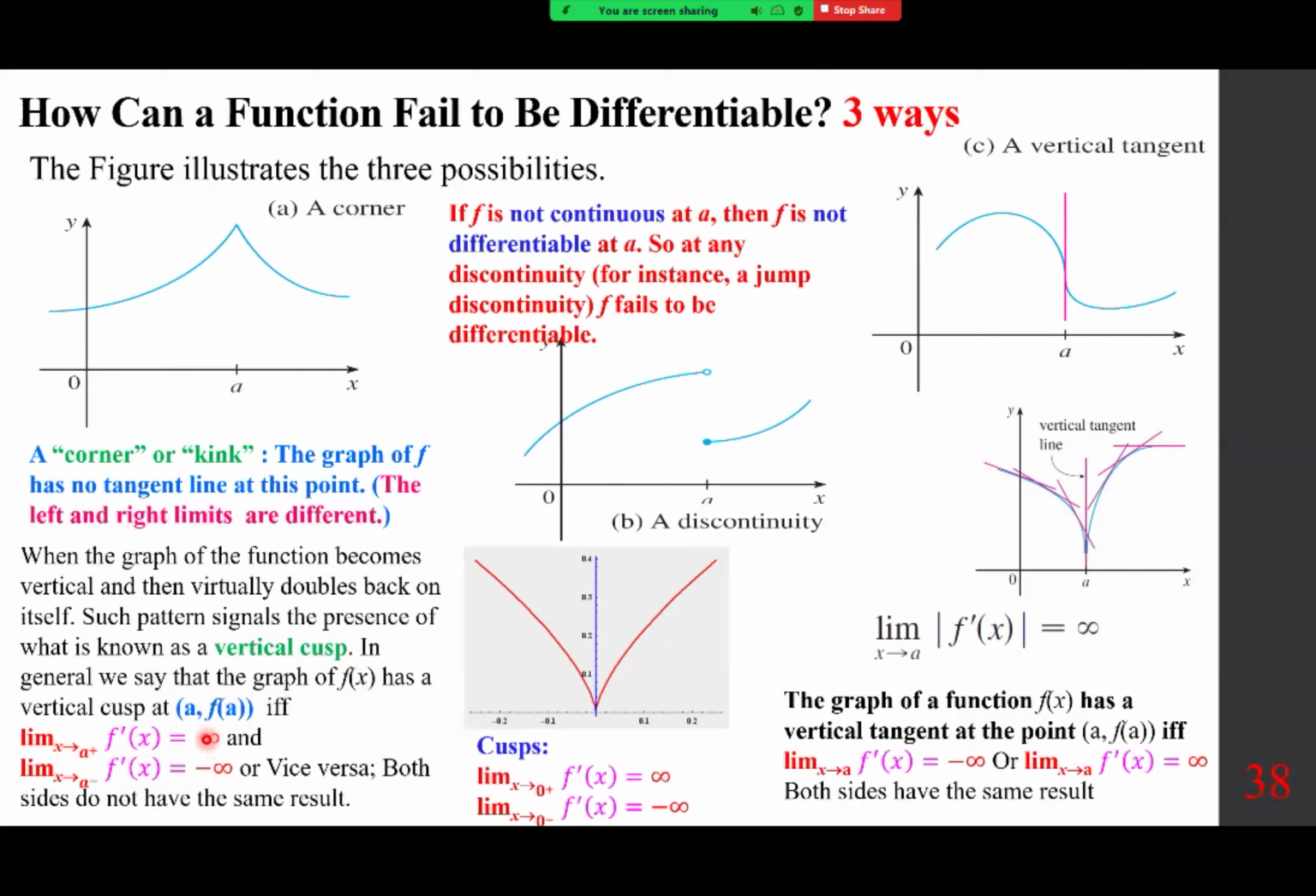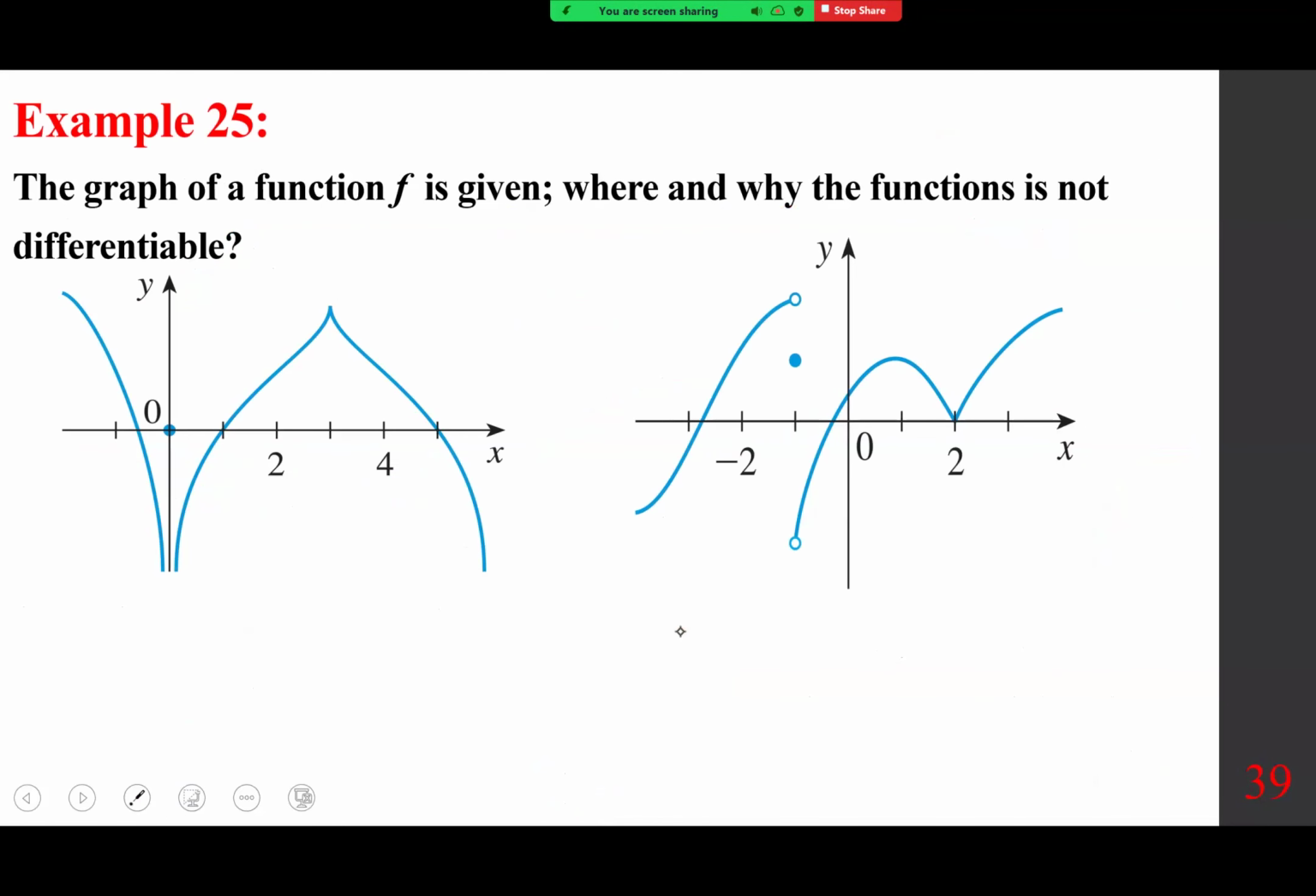It doesn't have to be that way. It could be negative infinity here, positive infinity there, or vice versa. Both sides do not have the same result. In other words, when you look at a vertical tangent line, both sides have the same result, positive or negative infinity. In this case, they have different results. That's the idea. Now, to make some sense out of this, let's look at this example.